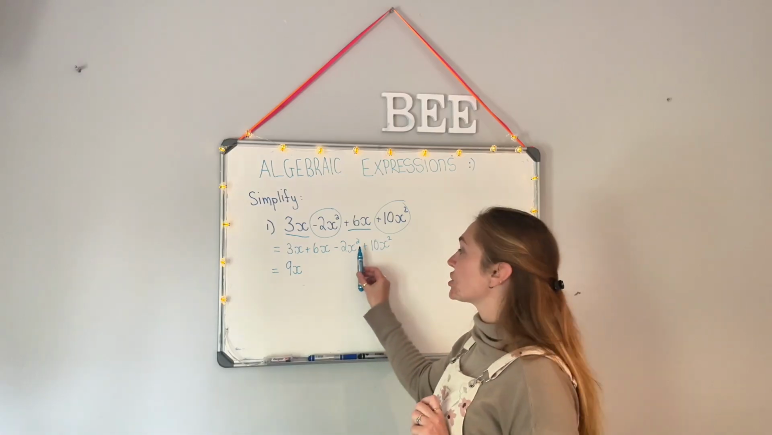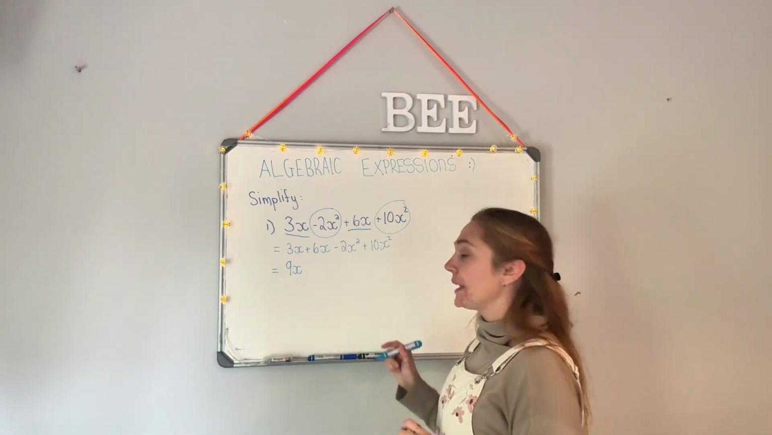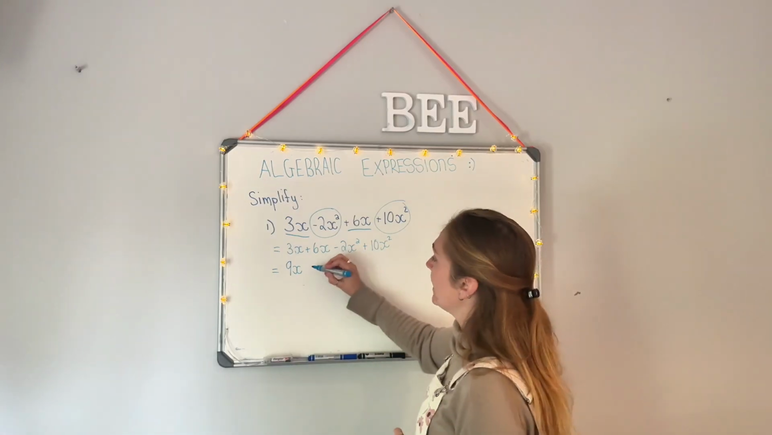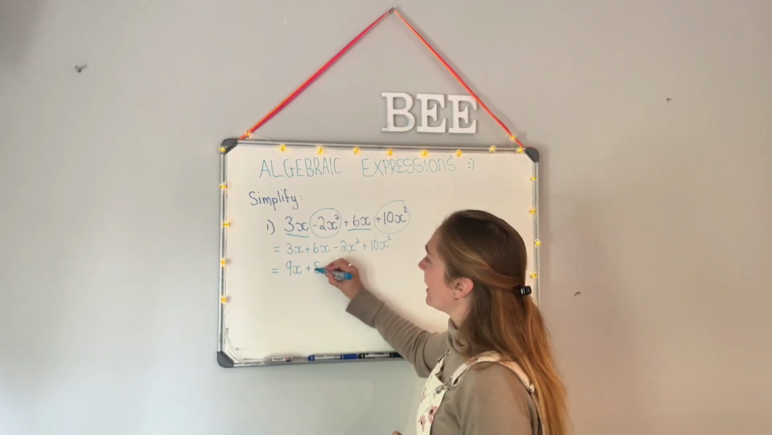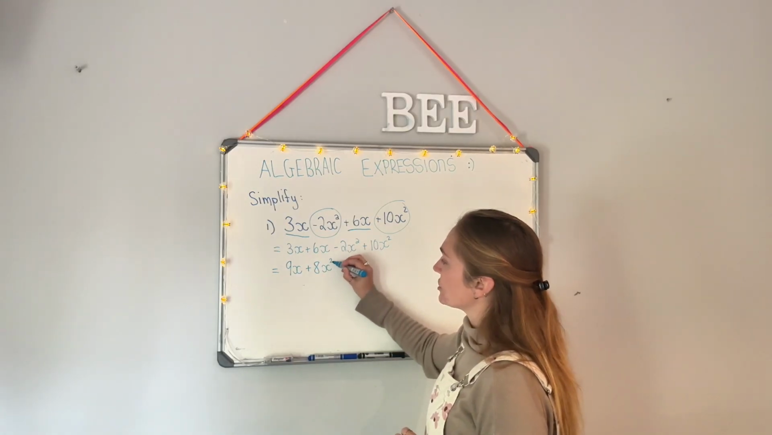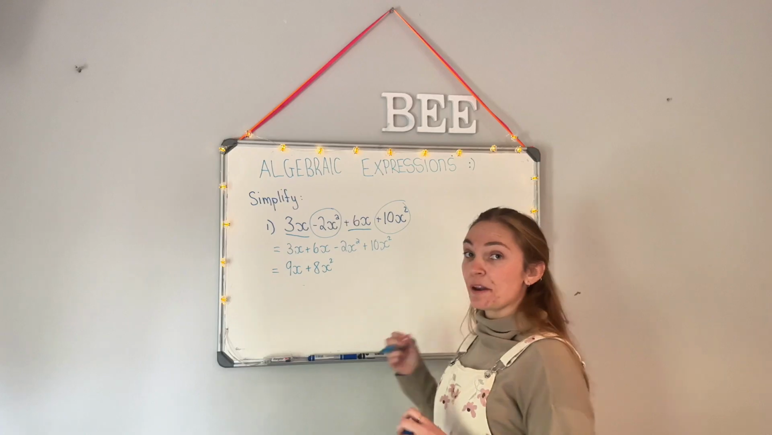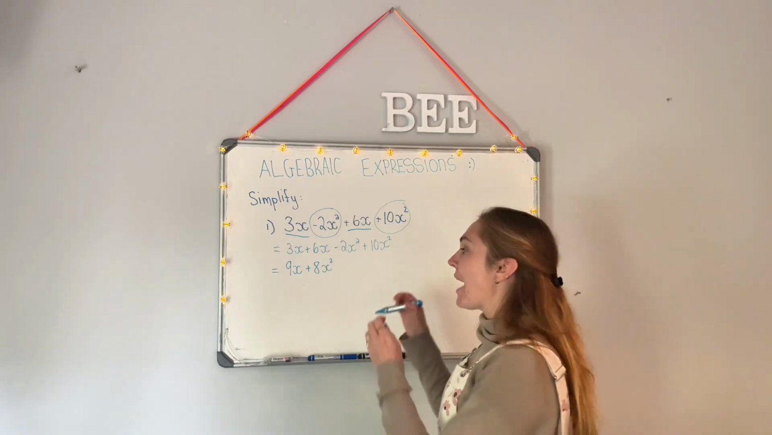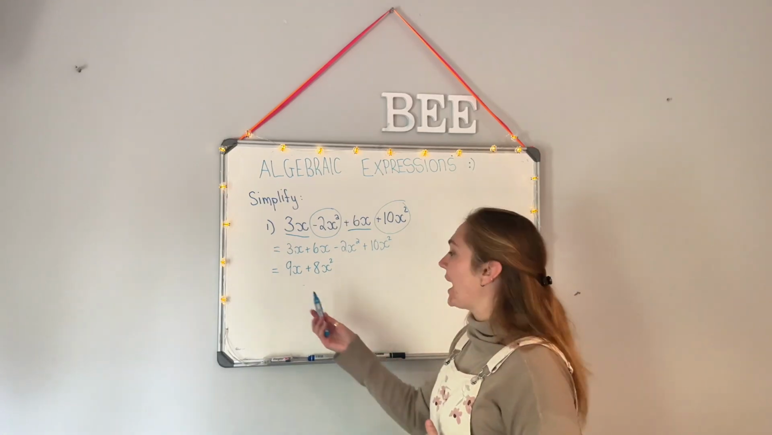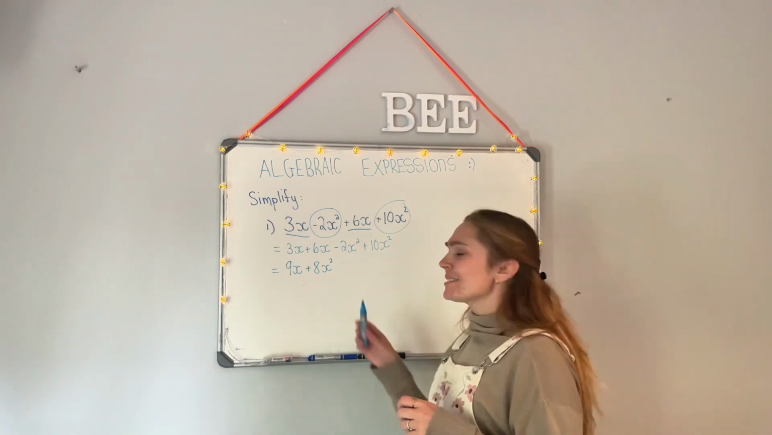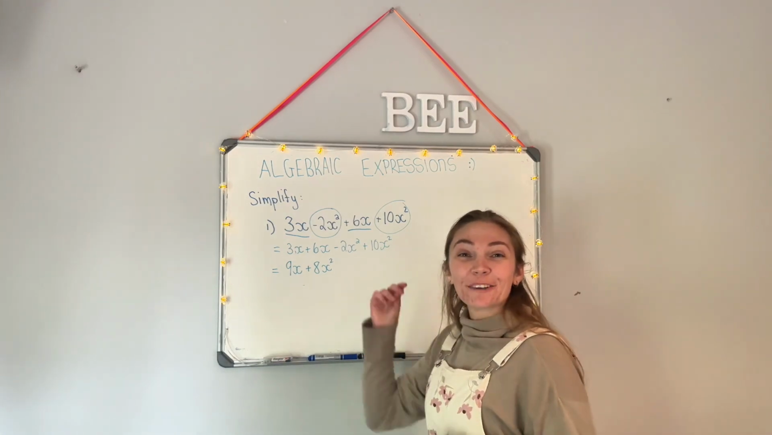Let's go work with the x squared next. Minus 2x squared plus 10x squared. Minus 2 plus 10 is plus 8x squared. Remember, that's basically saying 10 minus 2, which is 8. And this is my final answer. I cannot go any further than that. Simple, right? Now I want you to try.